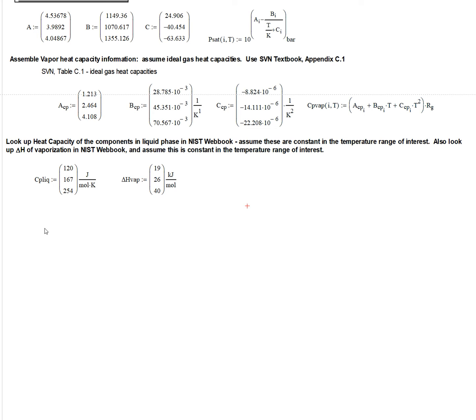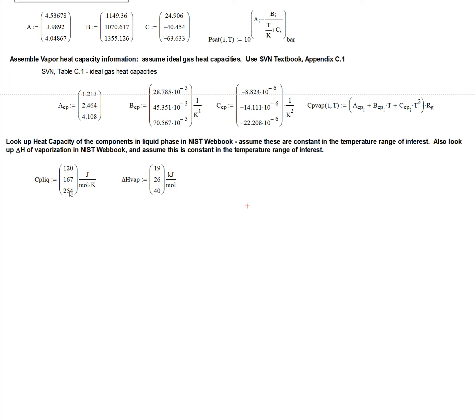For heat capacities in the liquid phase, we can assume that those are pretty constant, especially with respect to everything else that's going on inside our flash drum. And so we can look those up. Again, I looked those up in the NIST webbook.